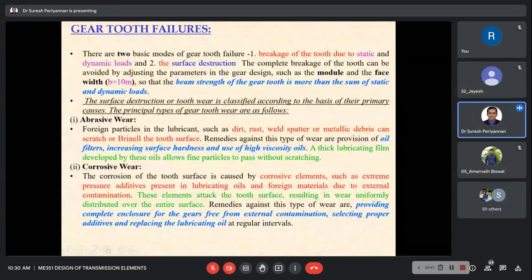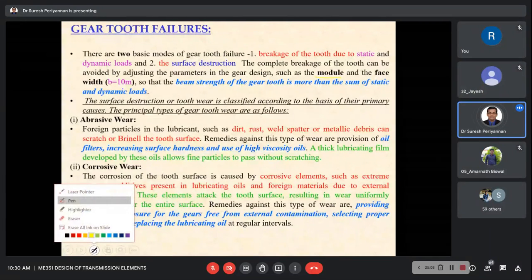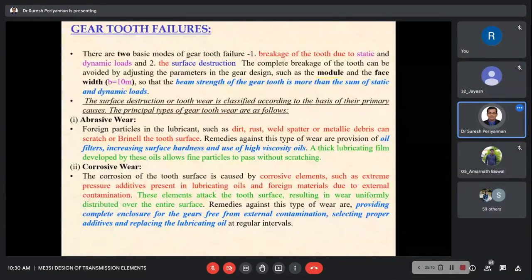There are two basic methods of gear tooth failure. One is breakage of tooth due to static and dynamic loads, and the other is gear tooth failure based on surface destruction. The complete breakage of the tooth can be avoided by adjusting the parameters of gear design, I mean, by adjusting the module and face width of the gear teeth.